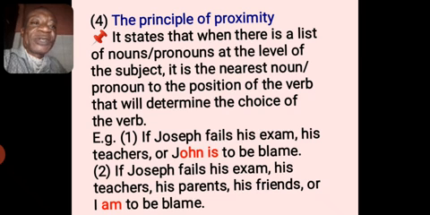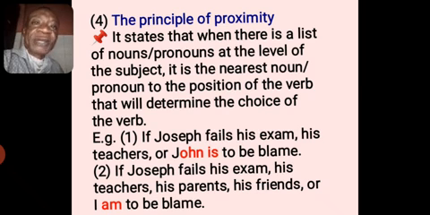So the verb has to take the number of the subject that is closest to it. And John is close to the position of the verb here. So the verb has to reflect the number of the subject that is closer to it. If Joseph fails his exam, his teachers or John is to be blamed. That's in conformity with the proximity concord.